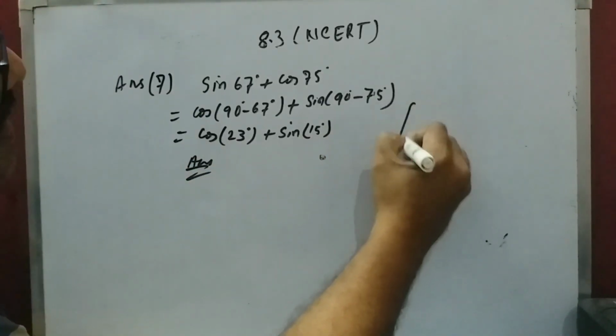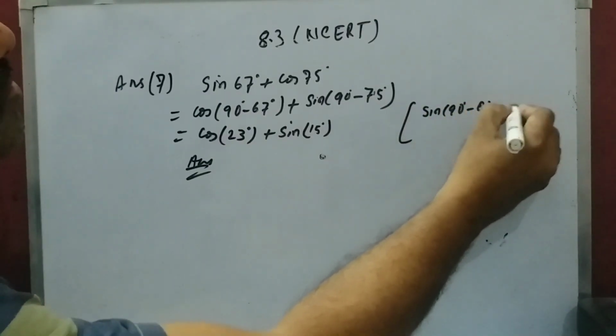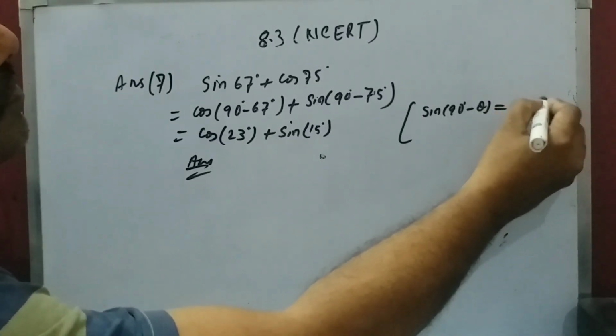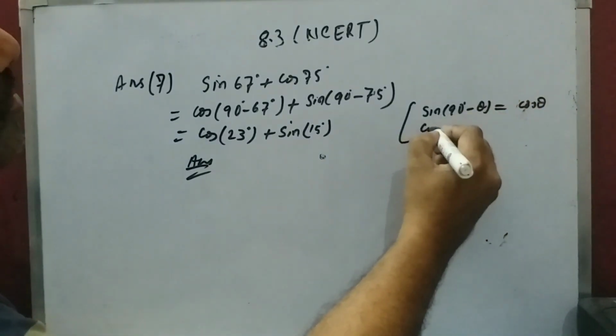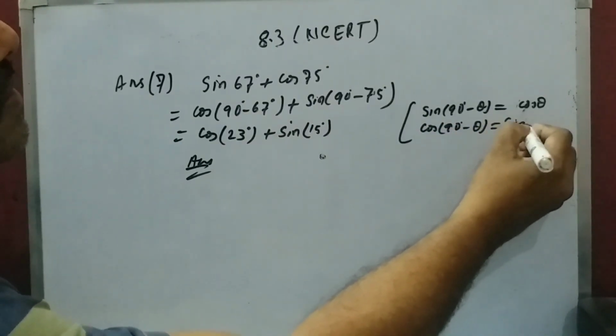Okay, you will write here sine(90 minus theta) equal to cos theta, and cos(90 degree minus theta) is equal to sine theta.